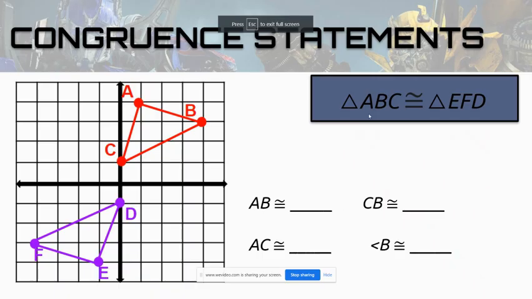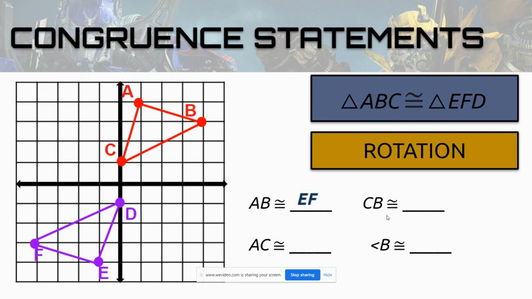Like we said, AB, first and second. EF, first and second. CB, last and middle. DF, last and middle. AC, first and last. First and last should be ED. And then angle B is the middle letter, so it matches with angle F.